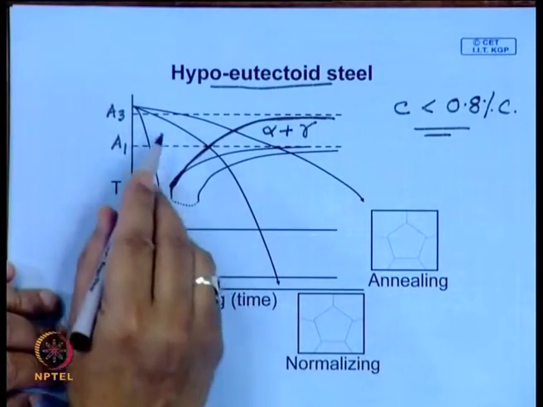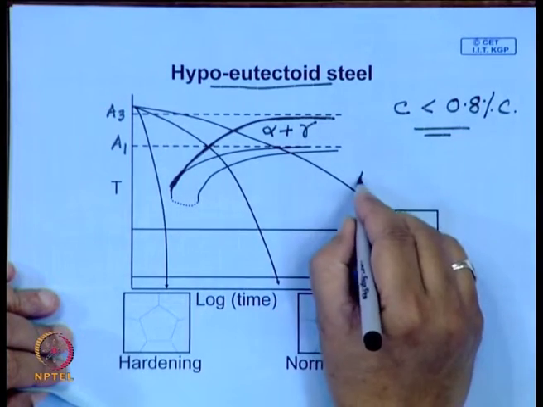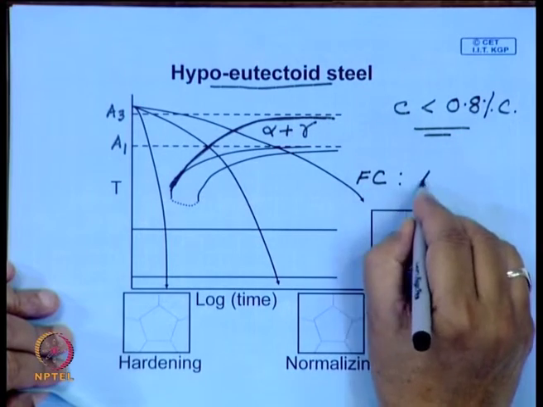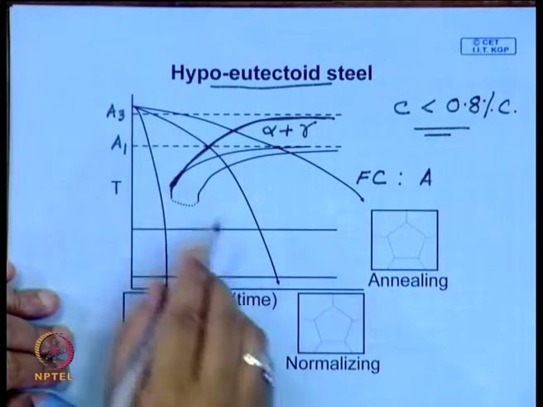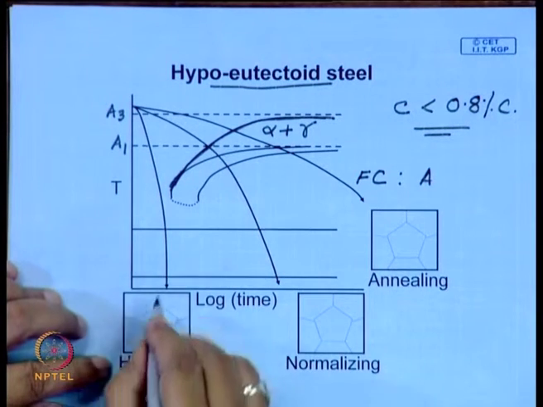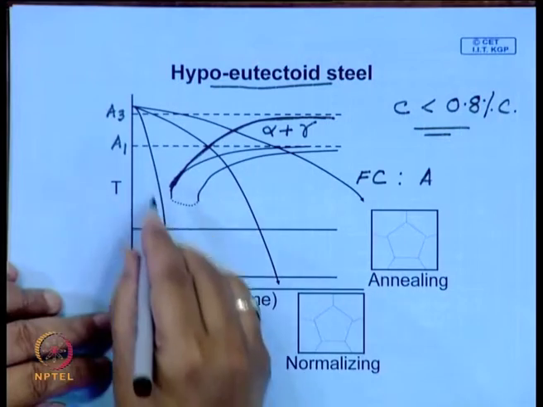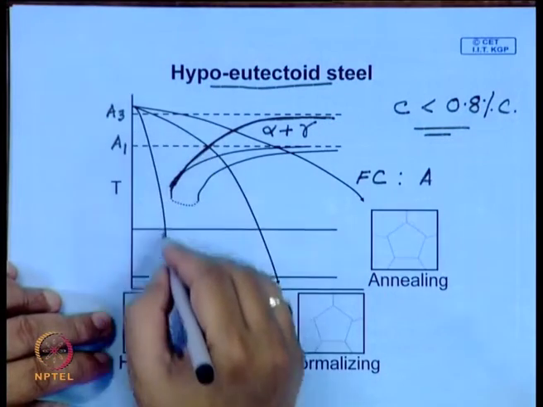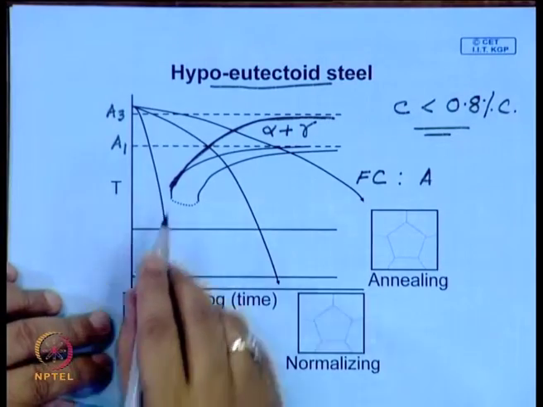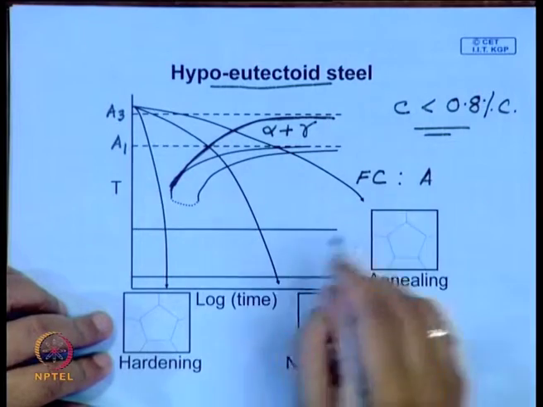And here also, if you cool very slowly, this is furnace cooling, so this is annealing, air cooling is normalizing, and if you quench in water, then it is hardening. Now, this structure will be very similar to what we talked about. There may be a little difference in the microstructure in these two cases.